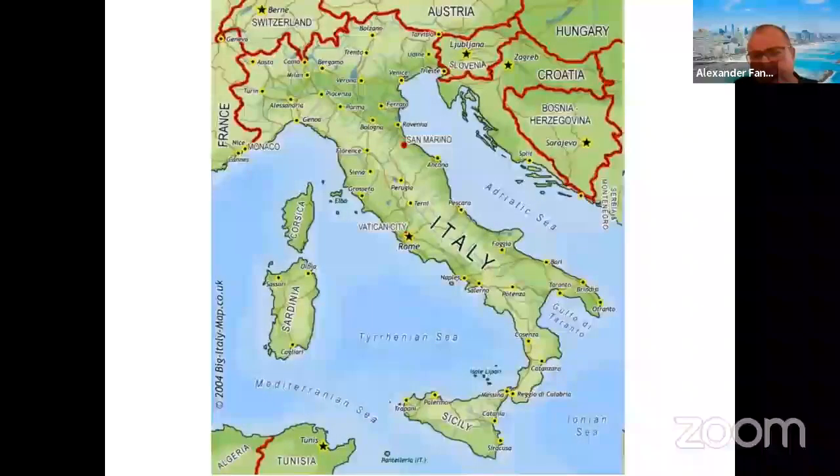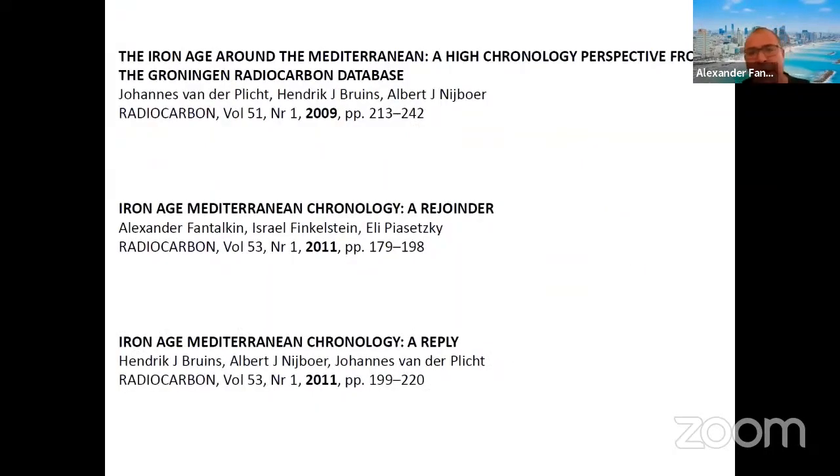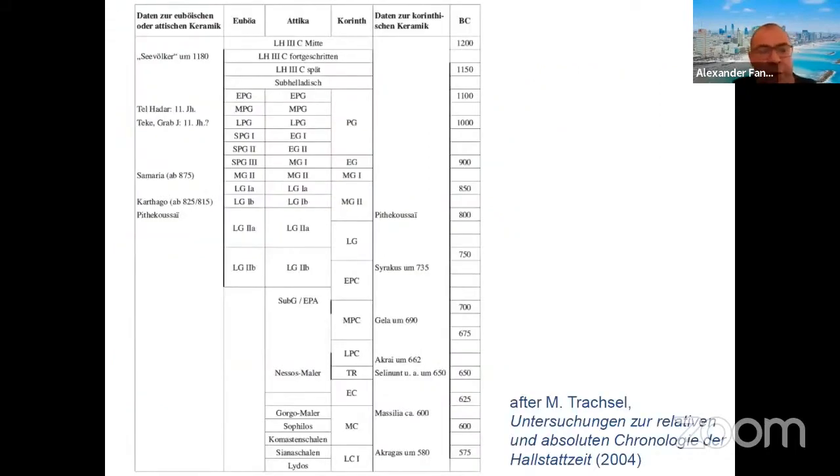The same holds true for Italy, and I'm not going to embark on Italy here, but it was all sufficiently summarized in a series of articles. So here, there was a very long dispute between Van der Plicht, Bruins, and Nieboer, who suggested a high chronology perspective from the Groningen radiocarbon database, rebutted by us, Finkelstein, Piasetzky, and myself, Eric Boyd. We had a reply, and we replied in another article, a reply to the reply, and basically at the moment we stopped.